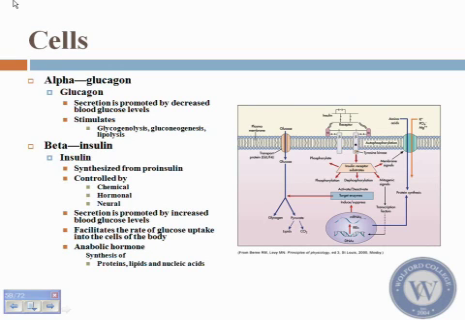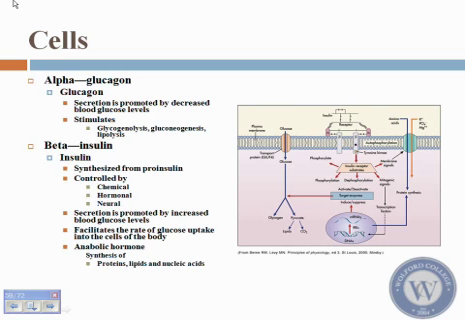The other important thing about this is that it also helps in the treatment of hyperkalemia. One of the things that we do is give that person glucose and insulin, which helps drive potassium into the cell where it can be safely held without any problems. Insulin is produced from a molecule called proinsulin, which is then converted into insulin itself. It's controlled by chemical, hormonal, and neural activation mechanisms.